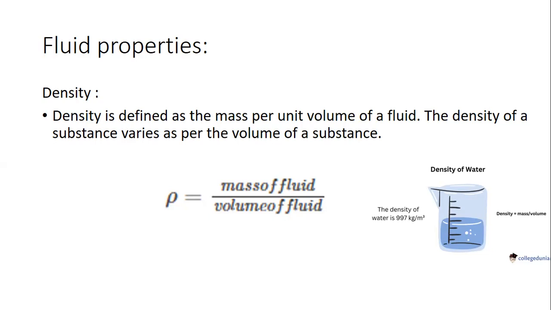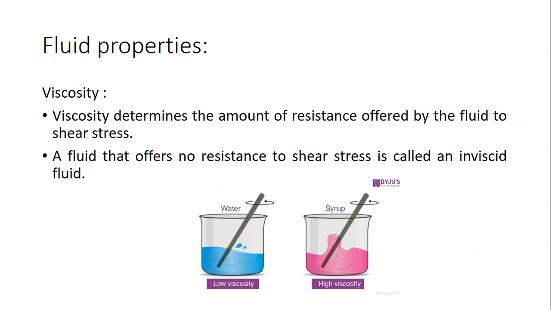Let us take a glass beaker filled with some quantity of water. Here, what is the weight of the water? That is the mass, and how much volume of fluid is occupied inside the jar or beaker. Based on this, we can arrive at the density of the fluid. The unit for density is kg per meter cube.